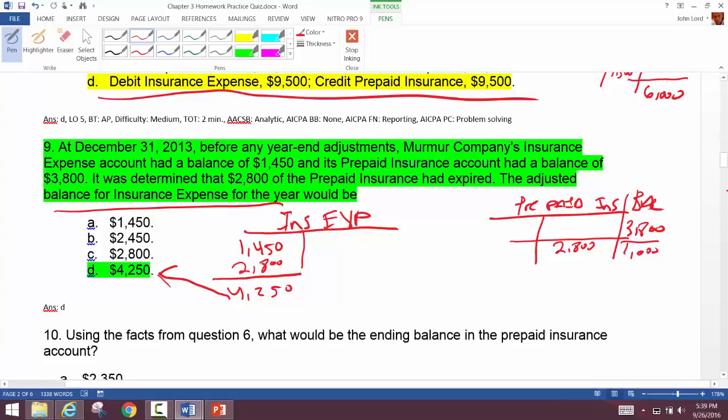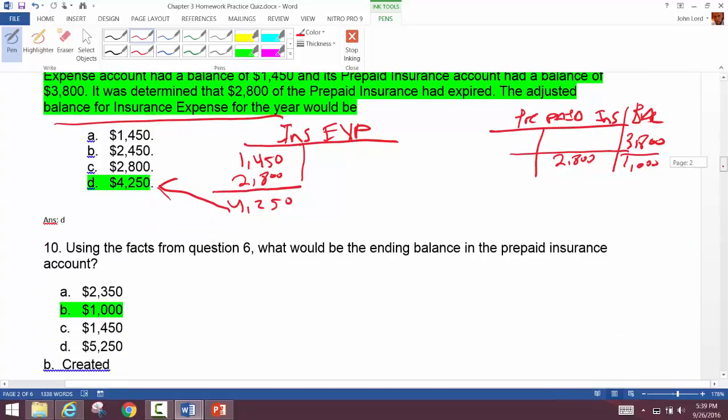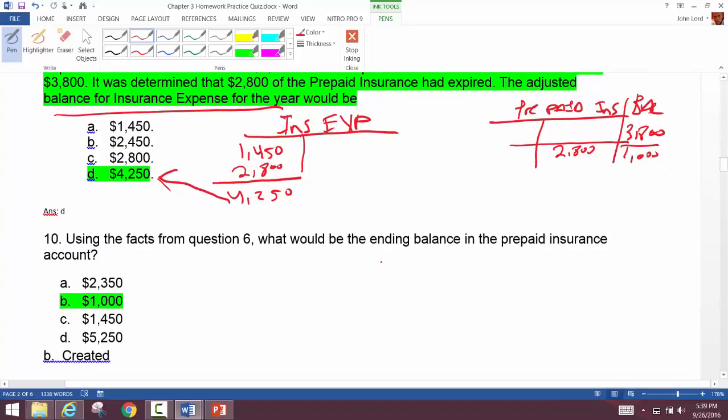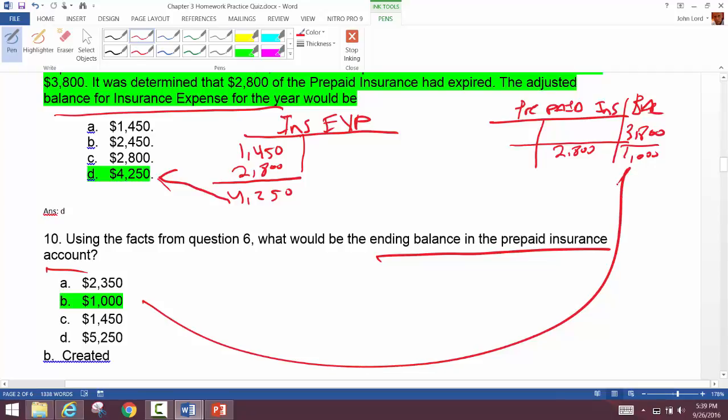Now you come down and I say, using the same facts from the previous question, what is the balance in the prepaid insurance account? Well, we already figured that out, didn't we? It's $1,000.